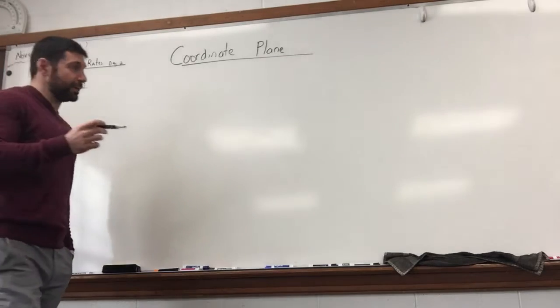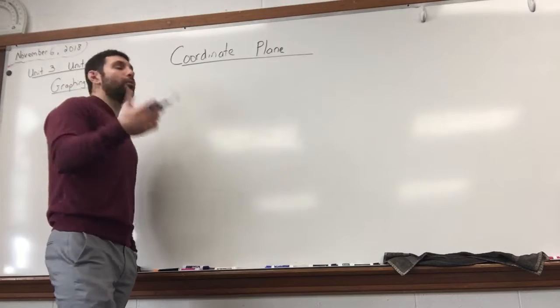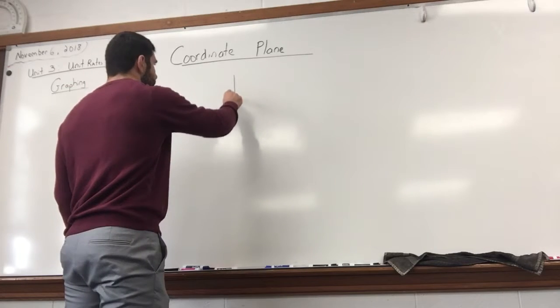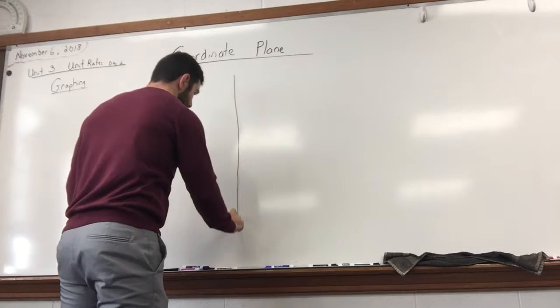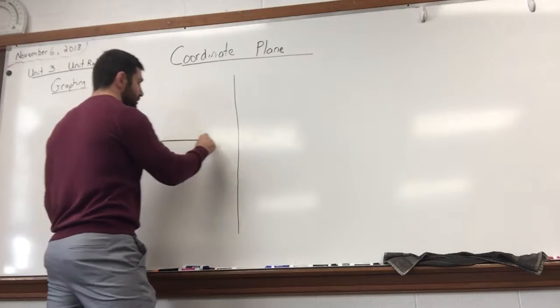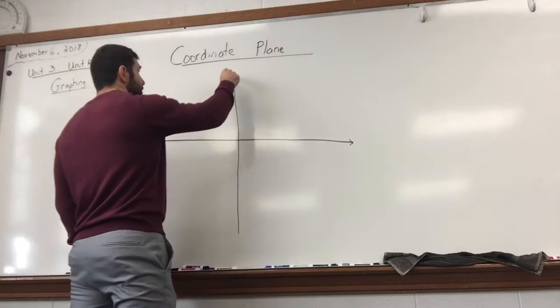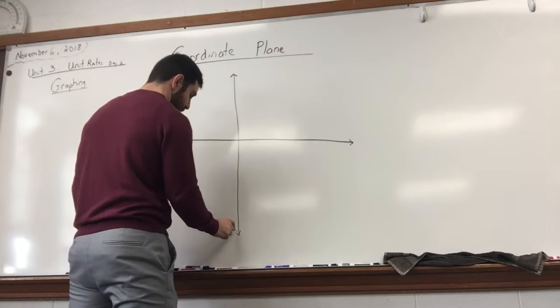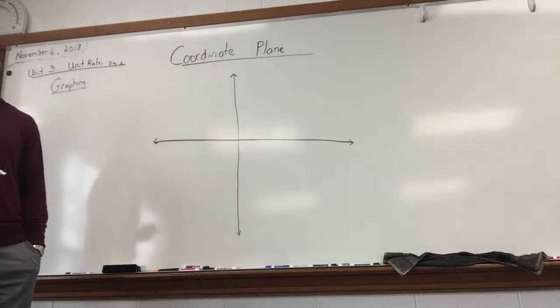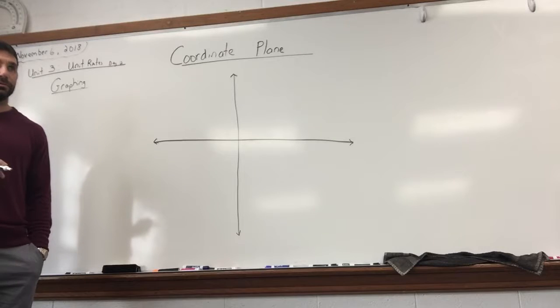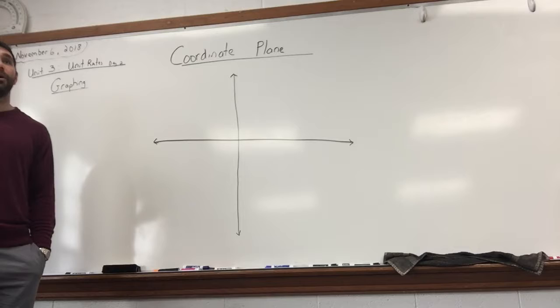What is a coordinate plane? Coordinate grid, whatever you want to call it. We have two lines that are called axes and axis. The plural of axis, bless you, is axes. They are named by letters.